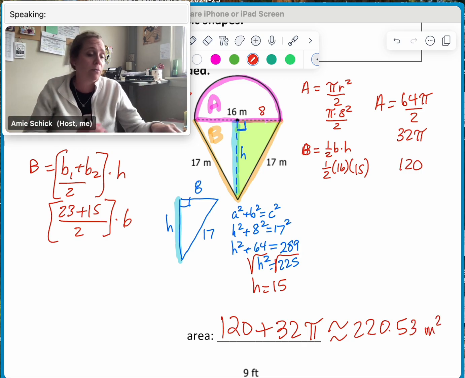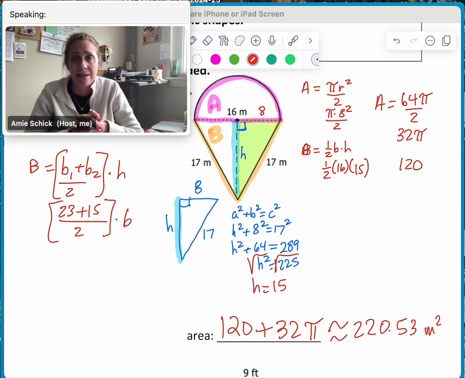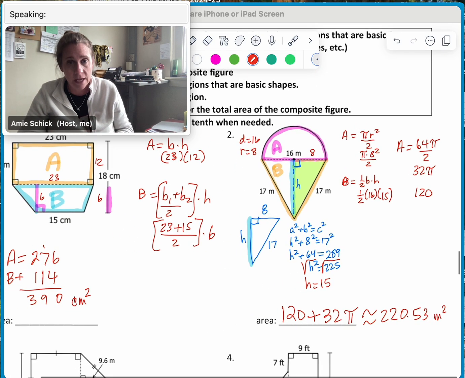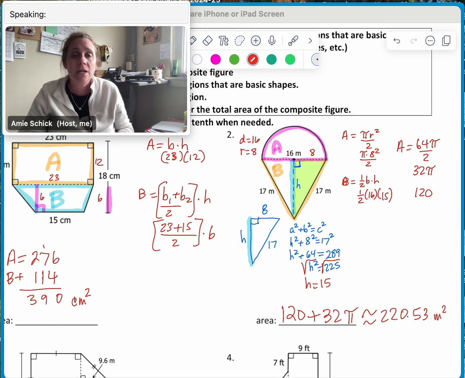It's up to you how you want to represent your answer. If you want it to be exact, then you have 120 plus 32 pi. You could not combine those like terms. They are not like terms, just as if they were 120 and 32x. The same rules apply, you can't combine them. But if you have them in decimal form, you can combine them into 220.53.